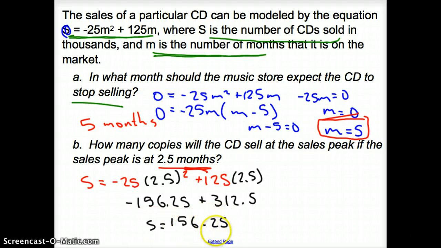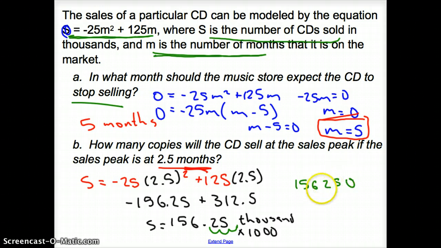Now this is your sales right here. But what is sales, right? This is in thousands, right? This is 156.25 thousand. Now, if you wanted to change it to the real number, you would have to multiply it times 1,000. Now, don't panic, because multiplying by 1,000, how many times do we have to move the decimal? We only have to move it 1, 2, 3 times. So now our true number is 156,250. And so that is 156,250 CDs, or copies of the CD.